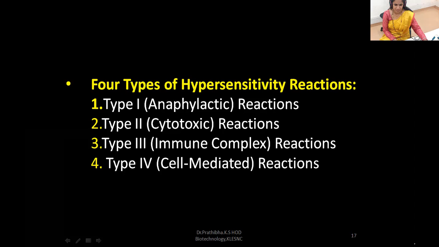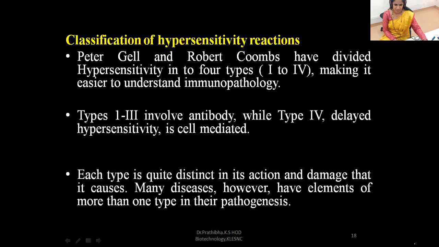This four-type hypersensitivity classification was given by Peter Gell and Robert Coombs. They divided hypersensitivity into four types: type 1, which is anaphylactic reactions, type 2, cytotoxic reactions, type 3, immune complex reactions, and type 4, cell mediated reactions. I'm giving just brief information about hypersensitivity.